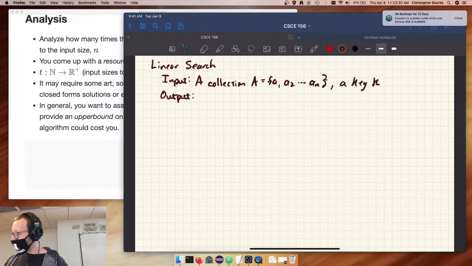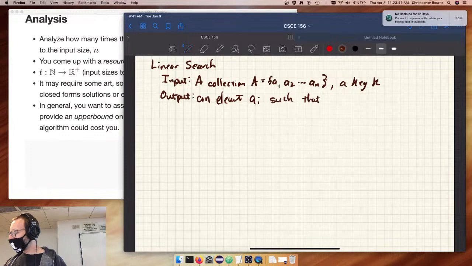Okay. And what we'll do is we'll output an element. Note here I'm not being specific. An element, there could be multiple values that match the key K, but I'm saying an element, A sub I, such that A sub I is equal to the key. Okay?